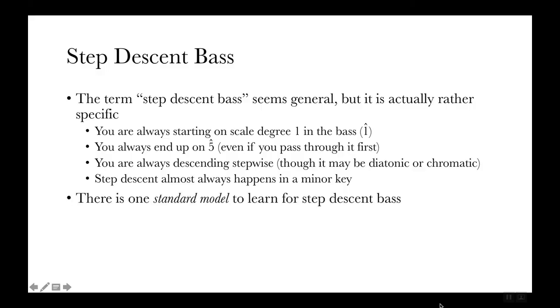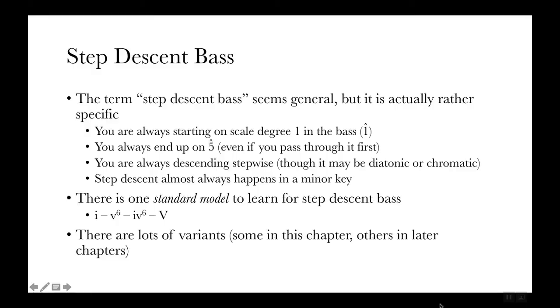There's one standard model, and this is the model to learn as a standard. One chord, minor 5-6, minor 4-6, and then 5. I'll play that one more time. There are also lots of variants. Some of them are in this chapter and some are in later chapters. The main thing to learn in this chapter is that standard model, and then you might learn a little bit about indirect step descent. But the most important thing is to memorize those chords: 1, minor 5-6, minor 4-6, and 5.